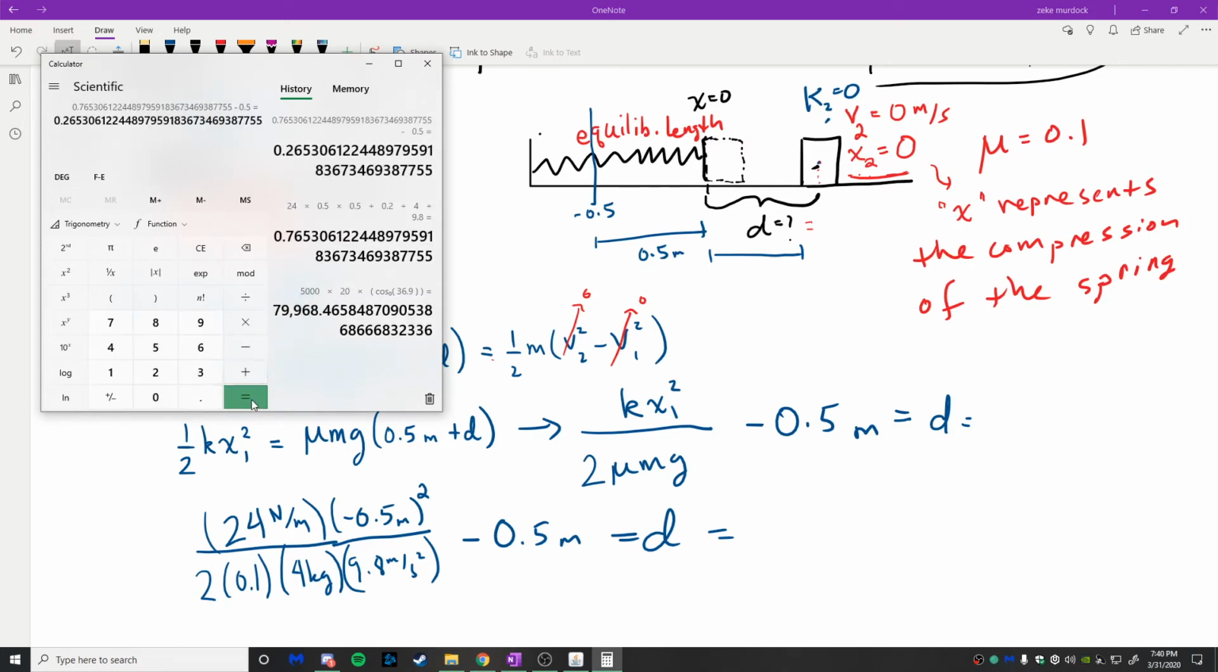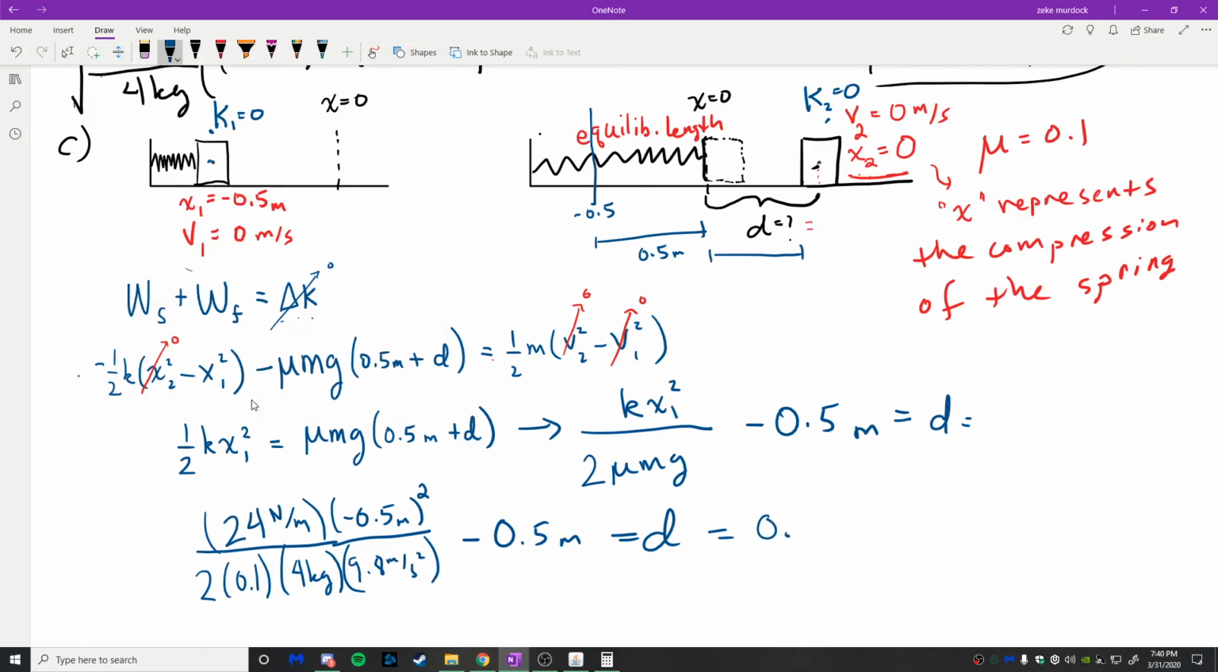So that's what I got. Basically 0.27. I don't know if I made a mistake. I thought I was going to get 0.25, but that's fine, I guess. 27 centimeters. Do you guys agree? Is that what you get if you calculate it?